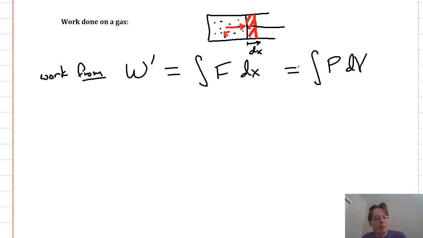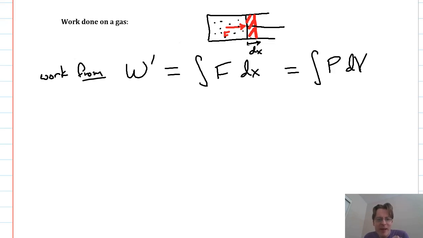Actually, this is only approximately true because if there's any kind of friction in any part of the piston, then the work you get out of the engine will be a little bit less than that. But we're going to assume an ideal situation. So that's the work you get from the engine.